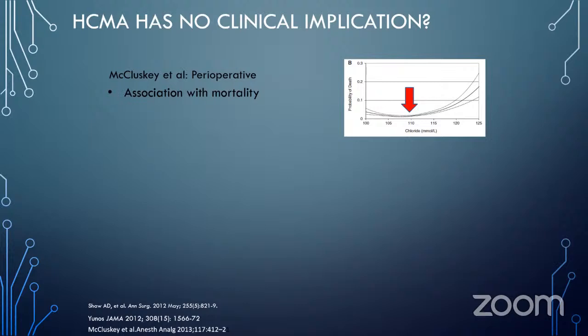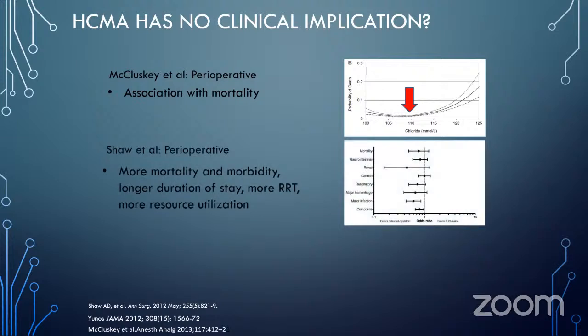This is a perioperative association with morbidity. And the lower the chloride levels in the post-operative period, it has clearly shown the difference in the post-operative morbidity. And Shaw et al., on perioperative morbidity and mortality, has shown that hyperchloremia has increased the duration of stay, more RRT requirement, and more resource utilization. You can see the forest plot. It has been shifted towards favoring the balanced crystalloids.